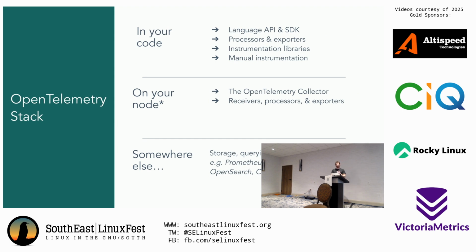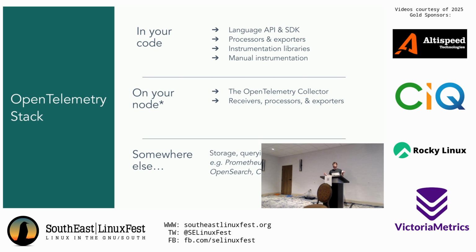Processors. Again, the batch processor is going to be really important. That's going to help you manage constraints between memory: the larger your batches, the more memory your collectors are going to need, but the less network traffic they're going to use. So it's kind of up to you how you want to balance those things and how you want to configure the batch processor. And then exporters.